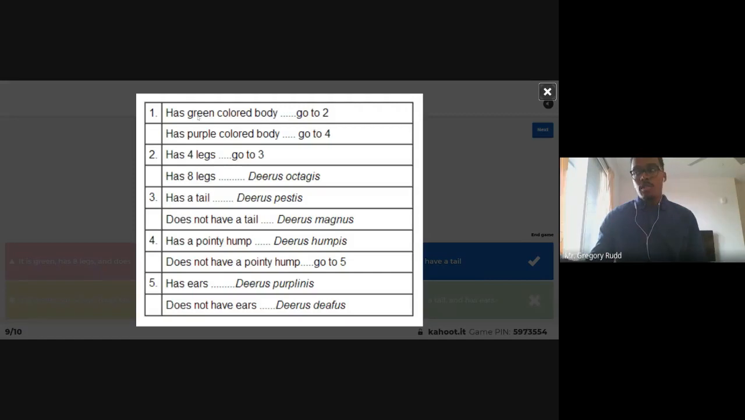Let's say I had provided you a picture of this organism and it had a green colored body, 4 legs, and didn't have a tail. Well, then I would say, oh, it's a green colored body. So that's telling me to go to question set 2. I look at question set 2. It didn't have 8 legs, which would be Dearest Octagus. It only had 4 legs. So that tells me to go to question set 3. It didn't have a tail, so that's Dearest Magnus. You can also work backwards in that same way, though.